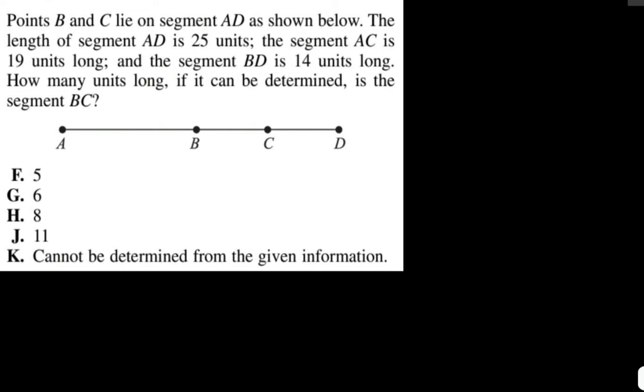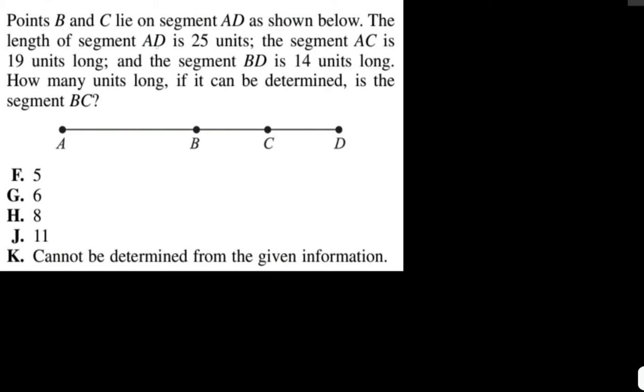Points B and C lie on segment AD as shown below. The length of segment AD is 25 units. The segment AC is 19 units long, and the segment BD is 14 units long. How many units long, if it can be determined, is the segment BC?